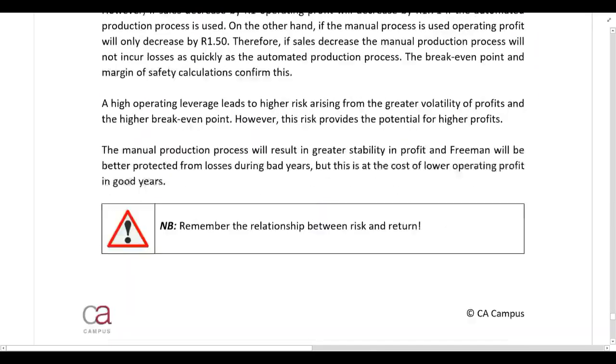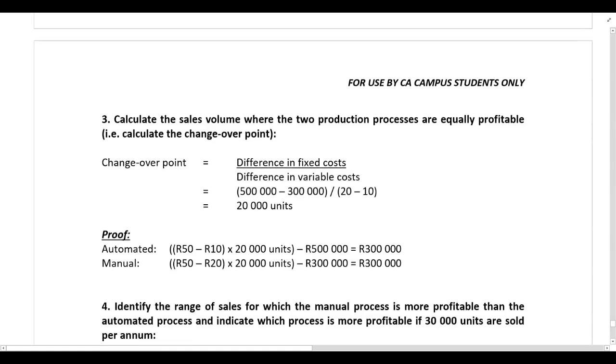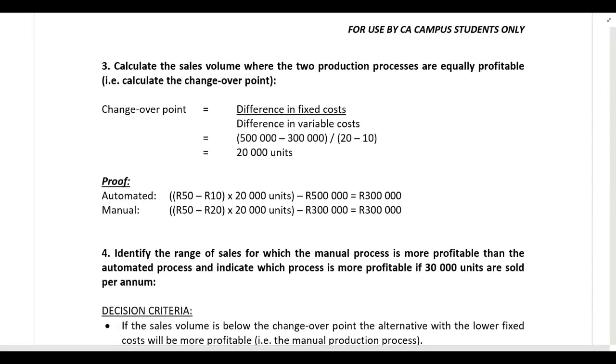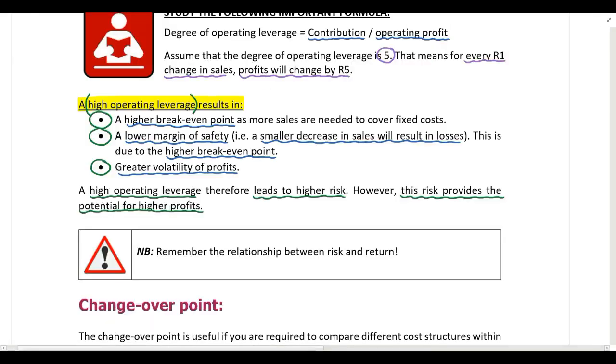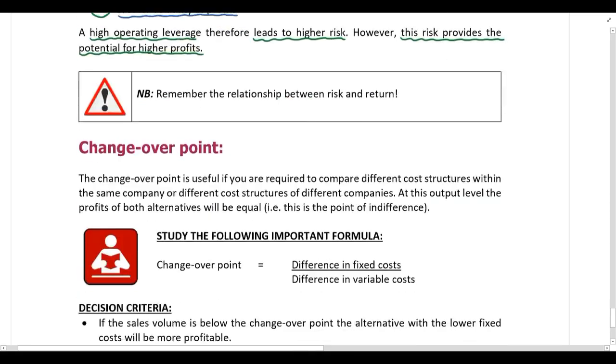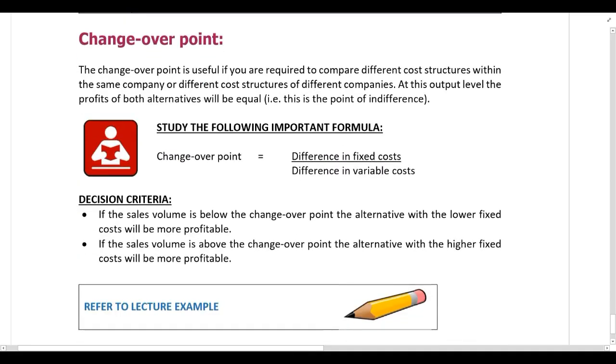All right, so we've covered all of that discussion. You can move on to the next page. In part 3 of the required, you need to calculate the sales volume where the two production processes are equally profitable. So in other words, you need to calculate the changeover point. So once again, I want you to go back to your lecture notes. This is the formula for the changeover point, so please make sure that you study the formula.